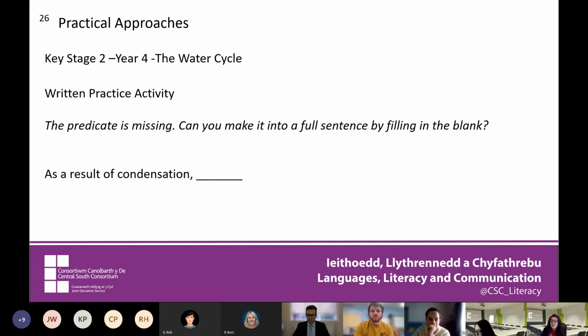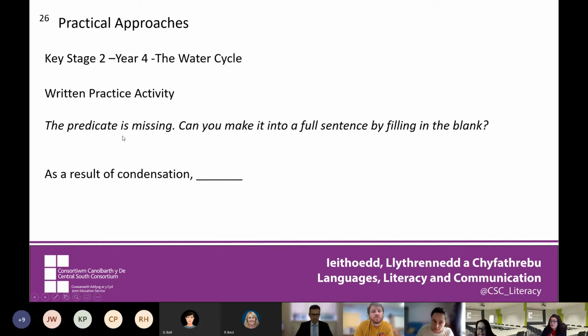Once your learners can do this verbally, they can then move on to doing it in their writing. So the instruction here is, the predicate is missing, can you make it into a full sentence? As a result of condensation, blank. You could model how to do this on the board and narrate your thinking. You could ask learners to complete it in pairs. If they're ready, they can complete it independently. So it depends on where you are in terms of the I do, we do, you do model.